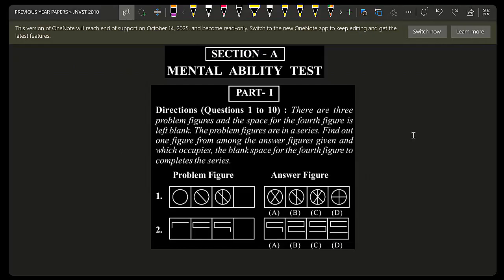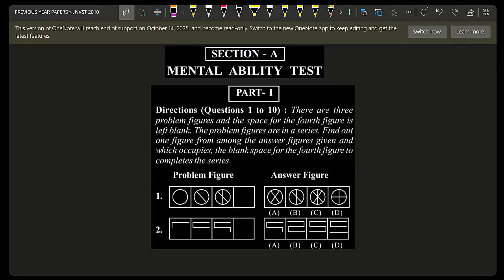There are 3 problem figures and the space for the fourth figure is left blank. The problem figures are in a series. Find out one figure from among the answer figures given which occupies the blank space for the fourth figure to complete the series. So this is a series completion question. We need to identify the pattern followed, and using that pattern we have to fill the fourth place.